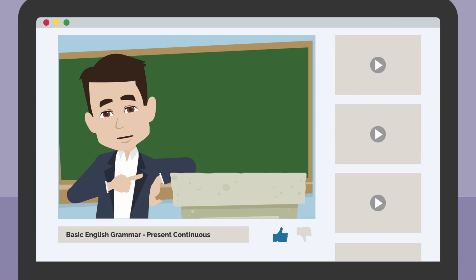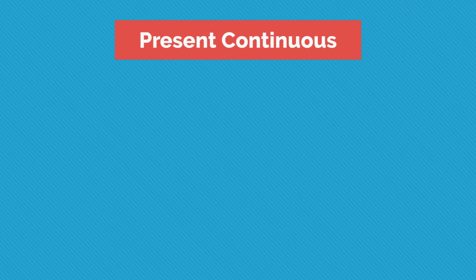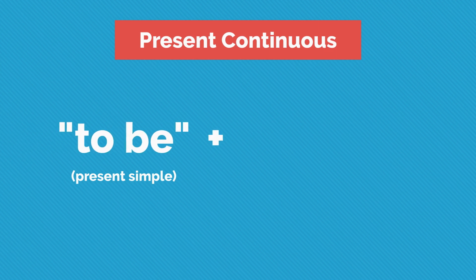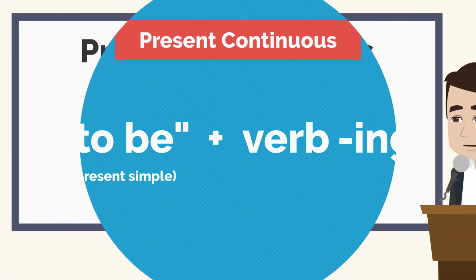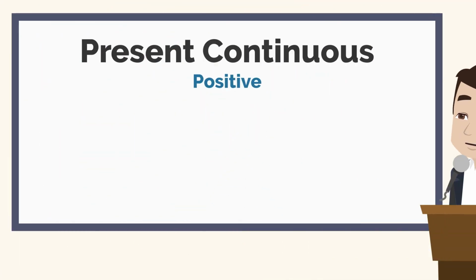In general, the present continuous tense is made from the present simple tense of the verb to be and the main verb plus ing. Let's start with the positive conjugation.